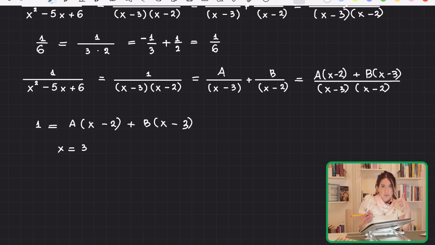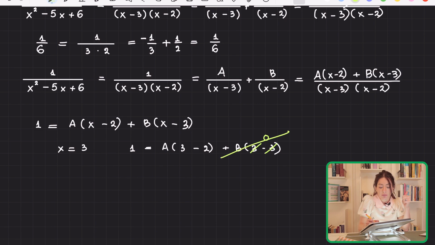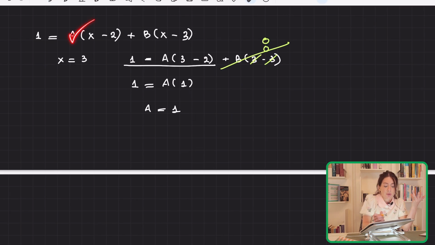Then I put 3 instead of x everywhere. For just a minute, x is going to be 3. There we go. B times 0, 0. So then I only have to worry about that. 1 equals 3 minus 2, that's 1. A times 1. Oh, so A is 1. Okay, you have that. So now eliminate this part of the expression.